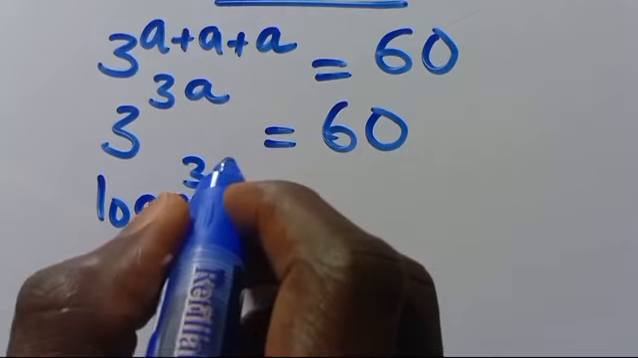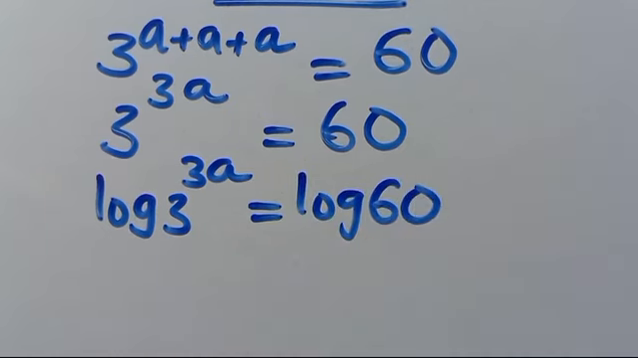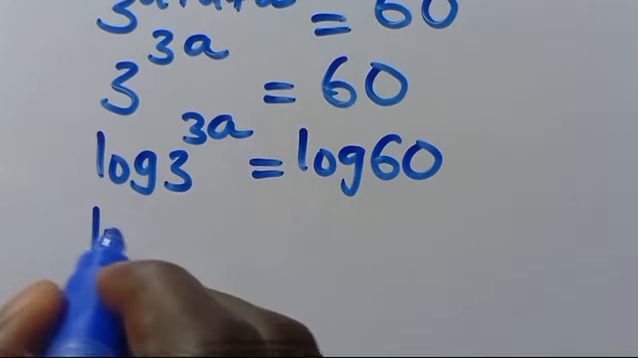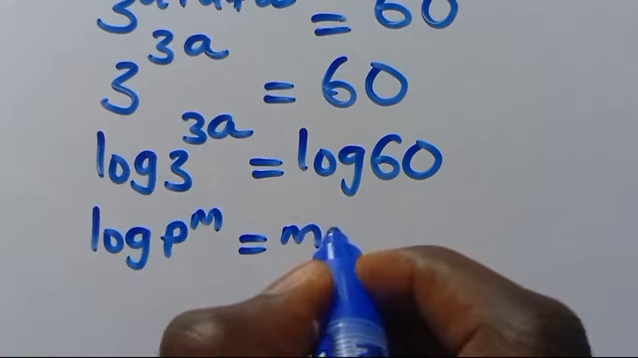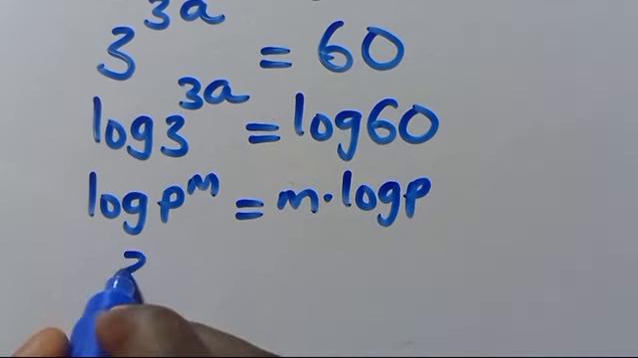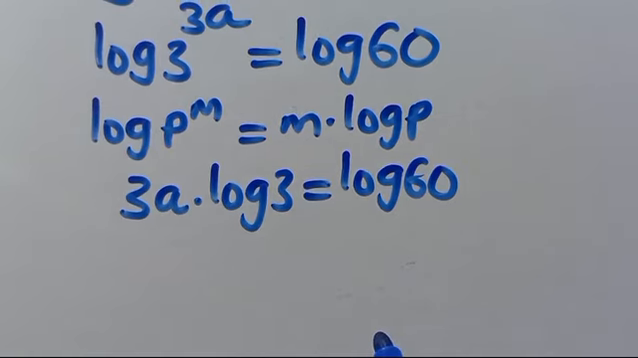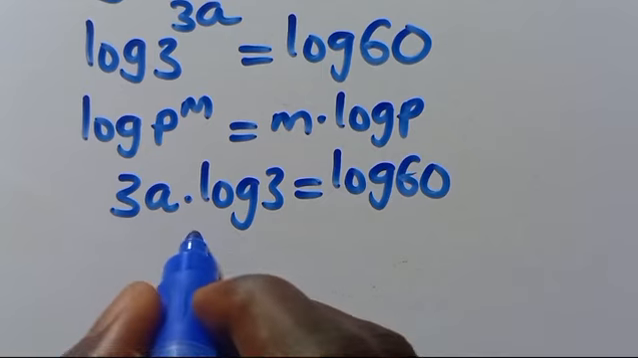Log 3 to the power of 3a equals log 60. Then when we have log p to the power of m equals m times log p, so we have 3a times log 3 equals log 60. So from here, let us divide through by the coefficient of 3a, which is log 3.